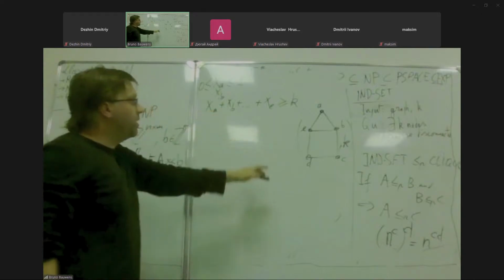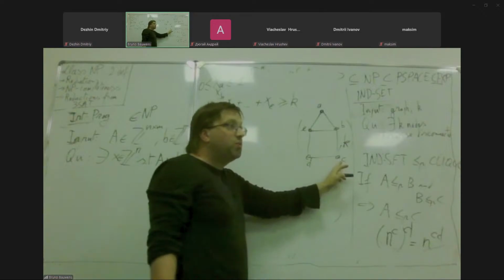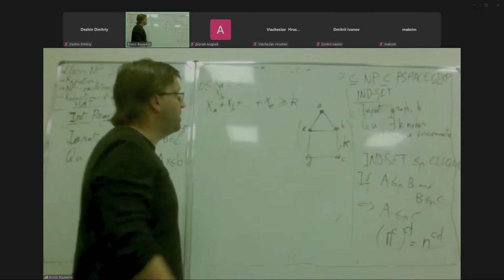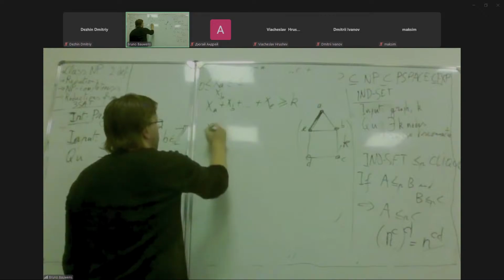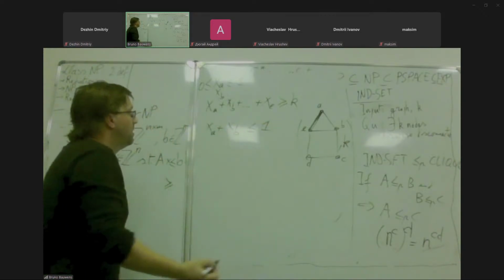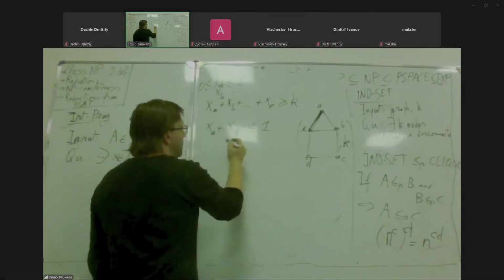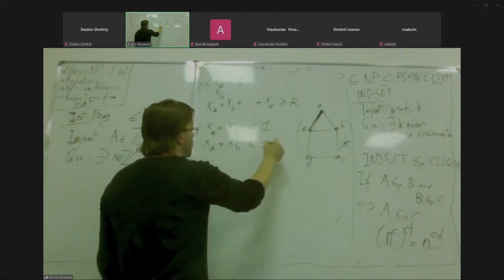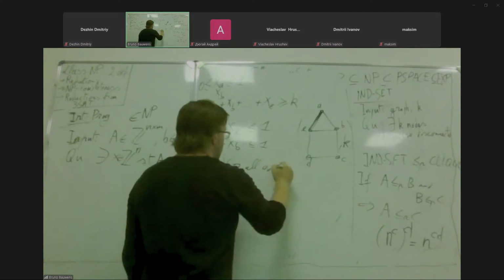And now I will also require that no two nodes are selected that are connected. So for every edge, for example, let's look at this edge here, I will say that XA plus XB is smaller than or equal to 1. And then I do the same, XA plus XE, and so for all edges, XA plus XB is smaller than or equal to 1.